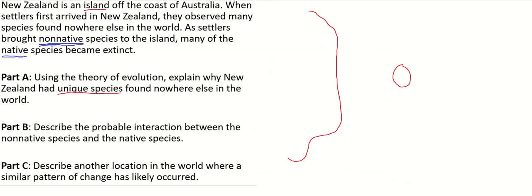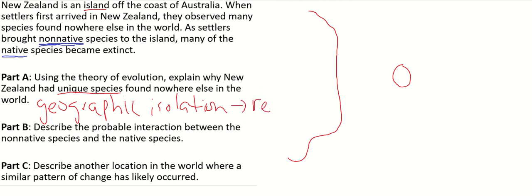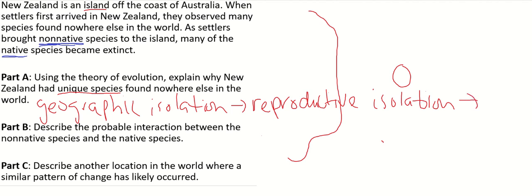All right, so where were we? Okay, so you want to say geographic isolation led to reproductive isolation, all right, which led to the creation of what? New species, new species. Okay, so that's how you answer that question.